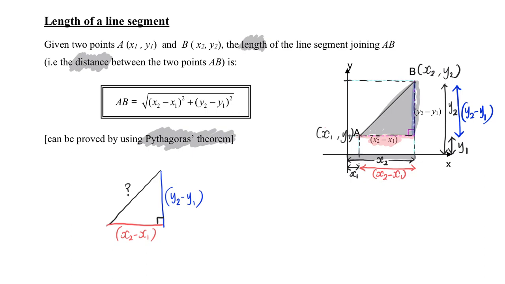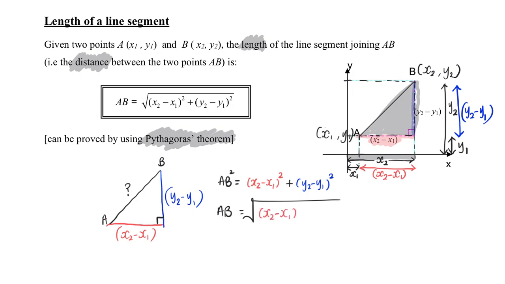Yep. By Pythagoras theorem, the length AB is therefore, AB square is equal to x2 minus x1 square plus y2 minus y1 square, and therefore to find the length AB, I just need to square root this whole thing, which is how the formula comes about. Alright, so I've successfully proven this formula.